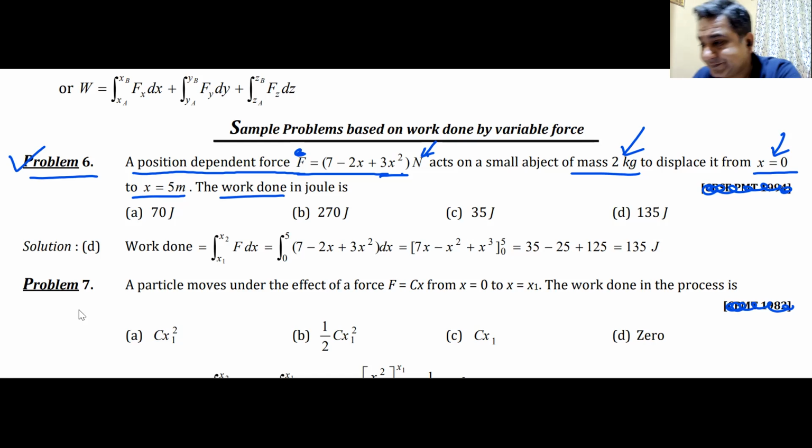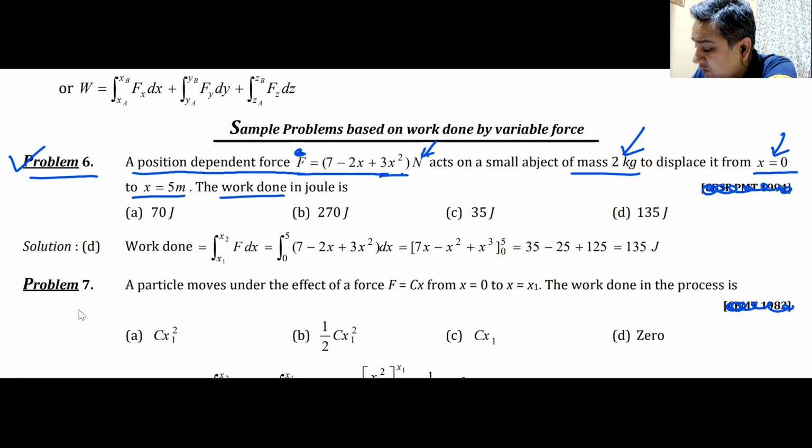Anyone got the answer for this one? Online students, offline students. Something wrong with the mic? Okay.